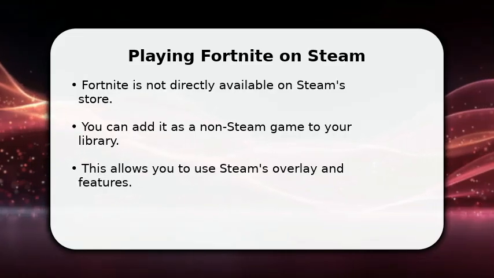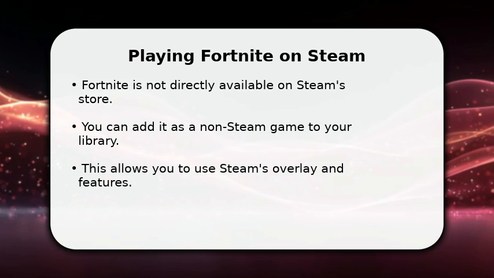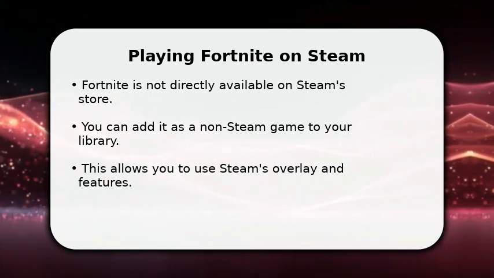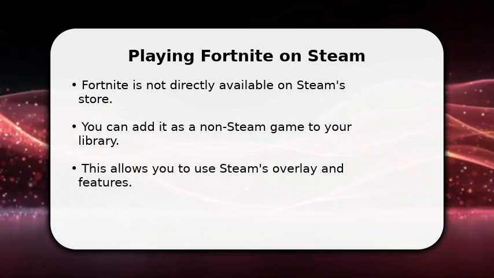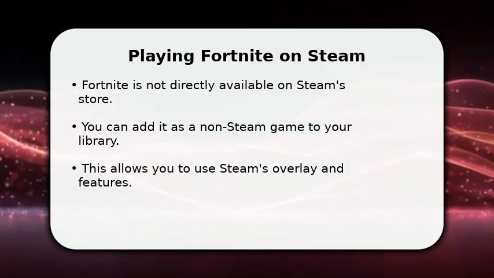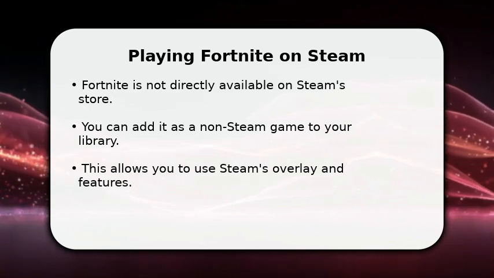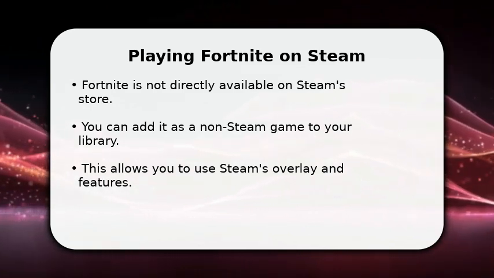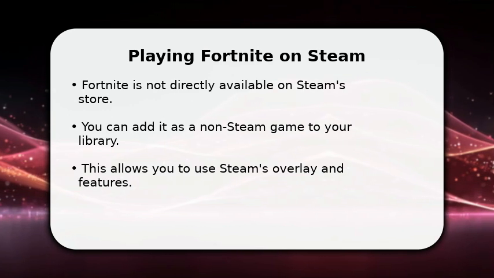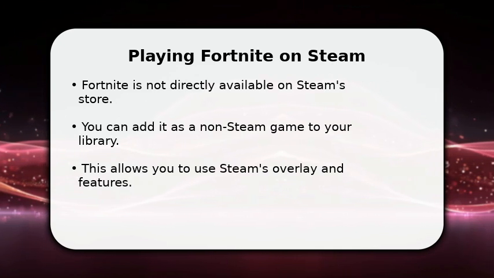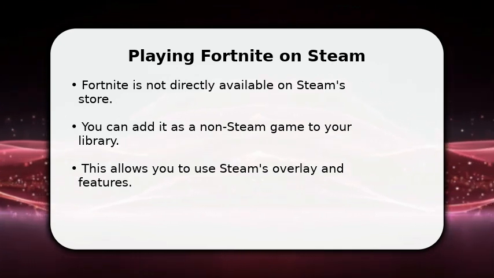In this video, I will explain how to play Fortnite on Steam. First, ensure you have the Epic Games launcher installed and Fortnite downloaded. Open the Steam client on your computer. Navigate to the Games menu at the top of the window. Select Add a non-Steam game to my library. This initial step is crucial for integrating Fortnite into your Steam experience, letting you access its features while playing.